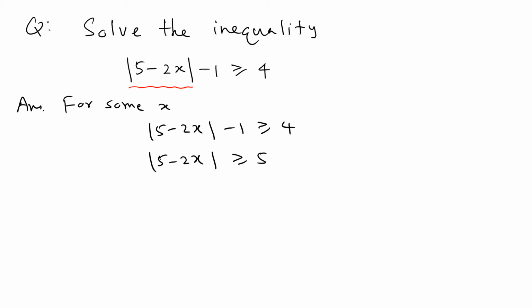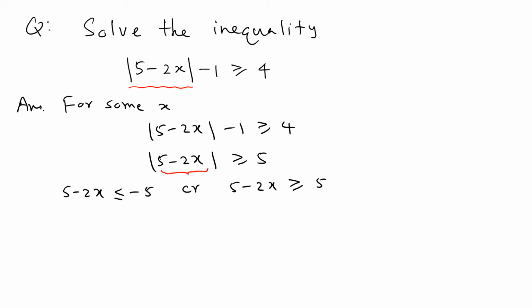So that means we can write the two solutions. The only thing is it's not x anymore, you have this expression. So in the definition, we're going to replace that x by 5 minus 2x. Your two solutions are going to be 5 minus 2x less than or equal to negative 5, or 5 minus 2x greater than or equal to 5. That's what the theory says: if the absolute value is greater, it has to be either smaller than the negative or larger than the positive. Now we're going to solve them separately.